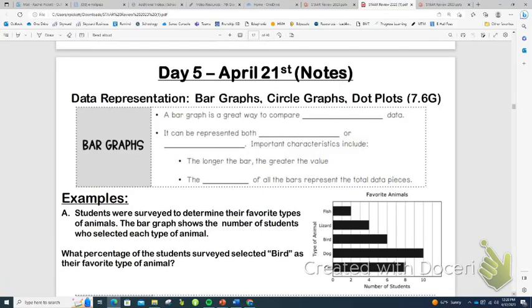Today is day 5 of STAAR Review, and we will be reviewing solving problems from bar graphs, circle graphs, and dot plots. A bar graph is a great way to compare categorical data, which just means we're looking at different categories. It can be represented both vertically or horizontally.